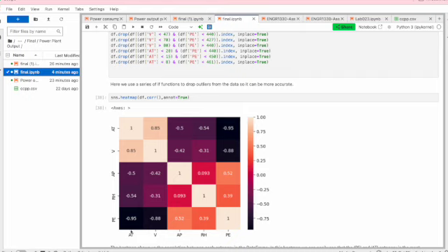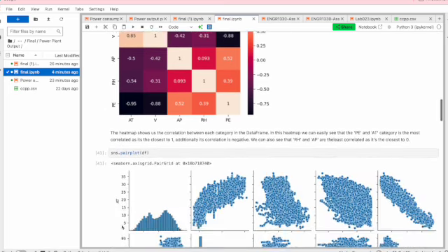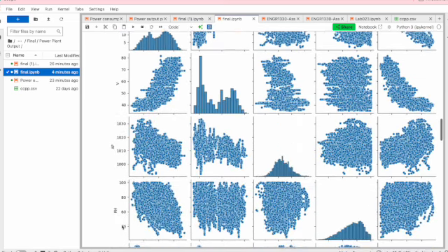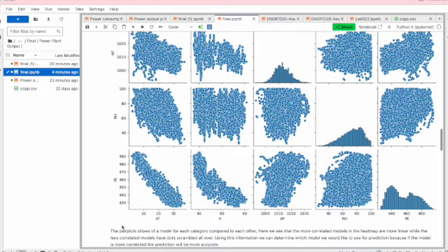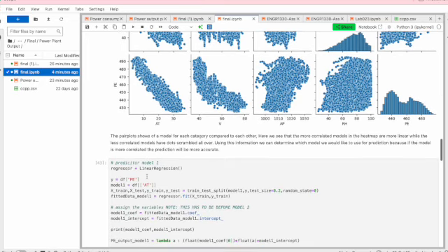As we can see, the AT and PE have the highest correlation because they're the closest to 1. However, it's also negative, so it's also a negative correlation. And with a dot pair plot, we can see every graph and how they look. Looking at AT and PE, we can see that it's the most linear line, which makes sense because it's also the most correlated. So for one of our models, we ended up using AT and PE because they're the most correlated.